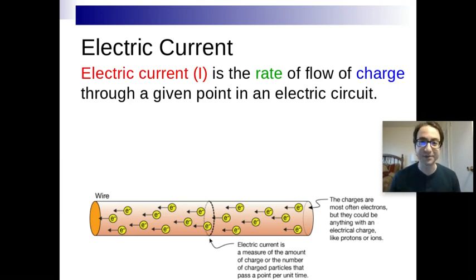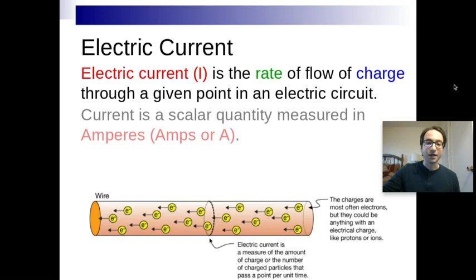Electric current's variable is an I, and again, it is the rate of flow of charge through any one point in a circuit. The way we measure current is with the measurement called amperes, abbreviated amps, or just capital A for amps.